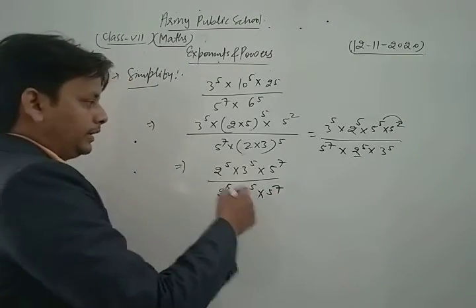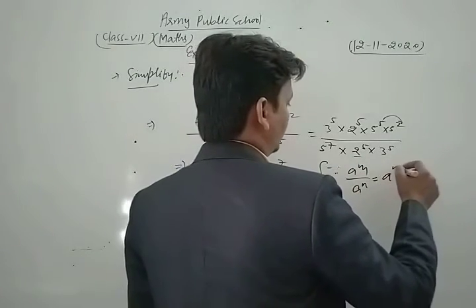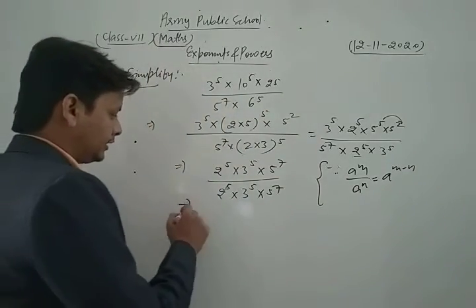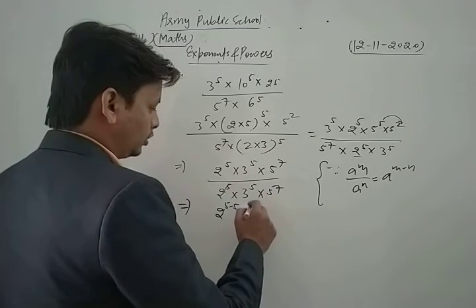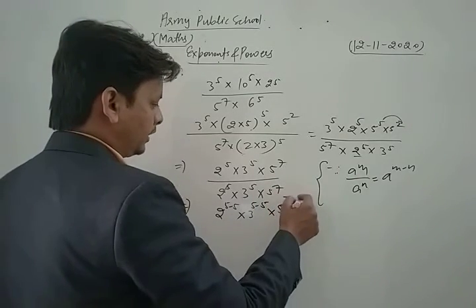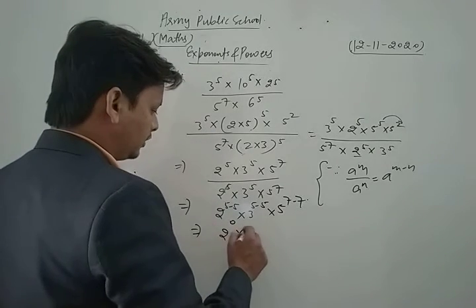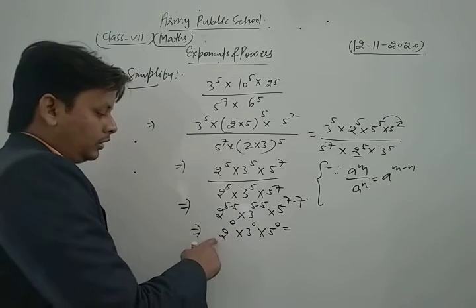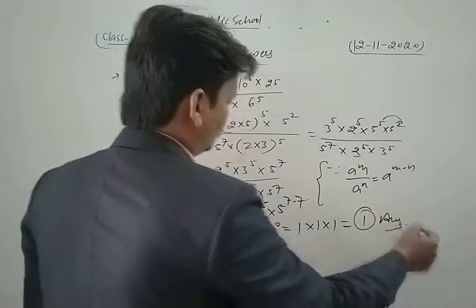Now here we apply the laws of exponents. You know that a to the power m upon a to the power n is equal to a to the power m minus n. So we apply that concept, so we get 2 to the power 5 minus 5, into 3 to the power 5 minus 5, and 5 to the power 7 minus 7. Now we get 2 to the power 0, 3 to the power 0, 5 to the power 0, and the value of any quantity to the power 0 is 1, so 1 into 1 into 1, so we get 1. This is our required solution of the given question.